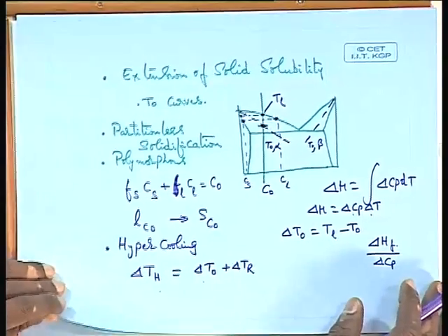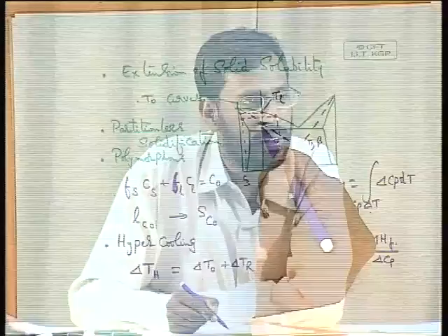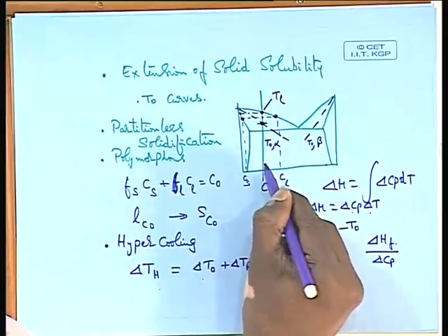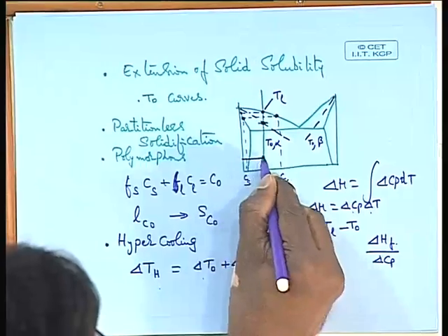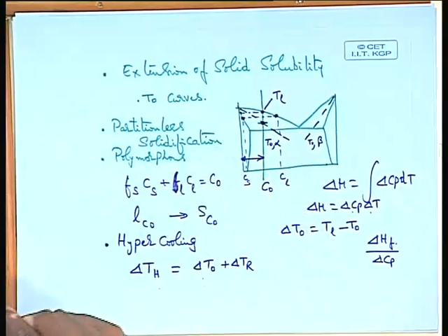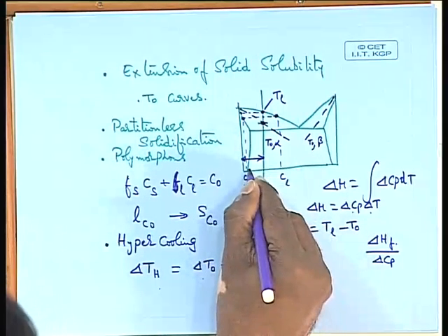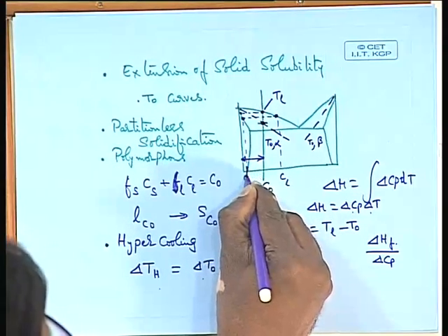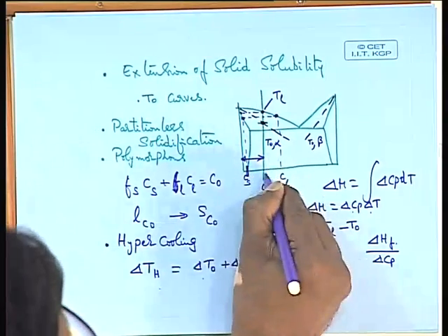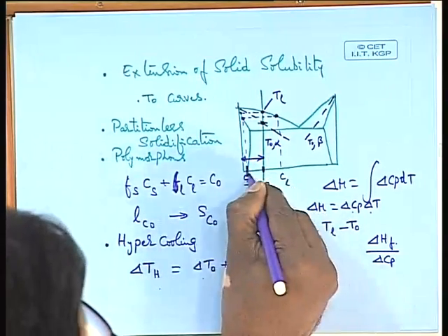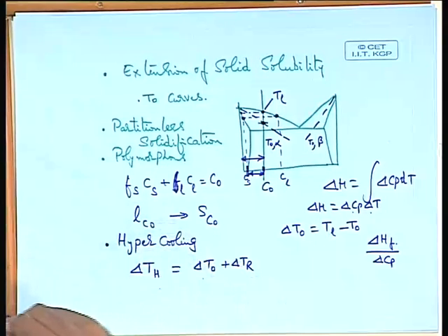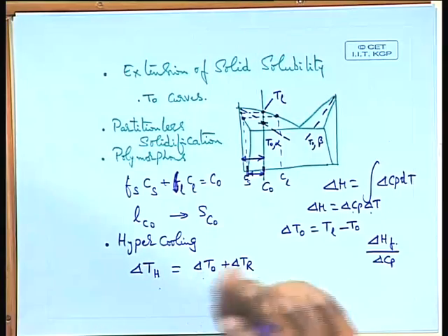So this is what is called extension of solid solubility, because if you can undercool a liquid up to the T naught, definitely you have been able to achieve a solubility which is equivalent to this much. Liquid of C naught composition has solidified into solid of C naught composition, whereas the actual equilibrium solubility at room temperature is only this much. Now your solubility is this much. So this is the extension of solid solubility. So you are able to extend the solid solubility.